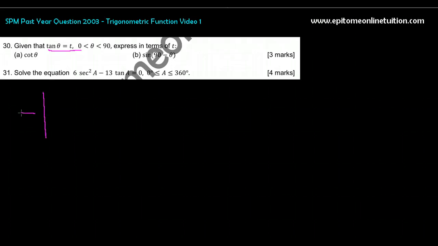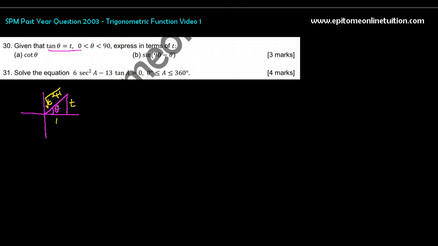So if you remember, quadrant 1 means that the triangle should be somewhere here. So this is your theta. Okay, and since it says tangent theta is t, that means that the opposite is t, the adjacent is 1. So immediately you have your hypotenuse, which is square root of t square plus 1 square, which is square root of t square plus 1. Hypotenuse, that's your Pythagoras theorem.